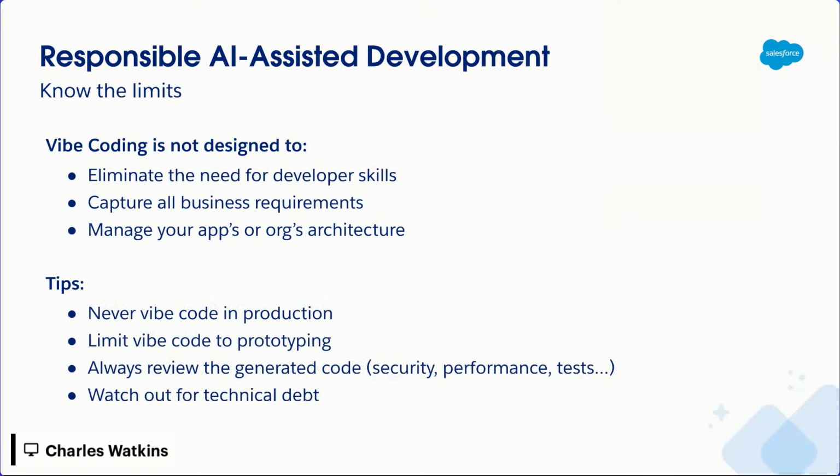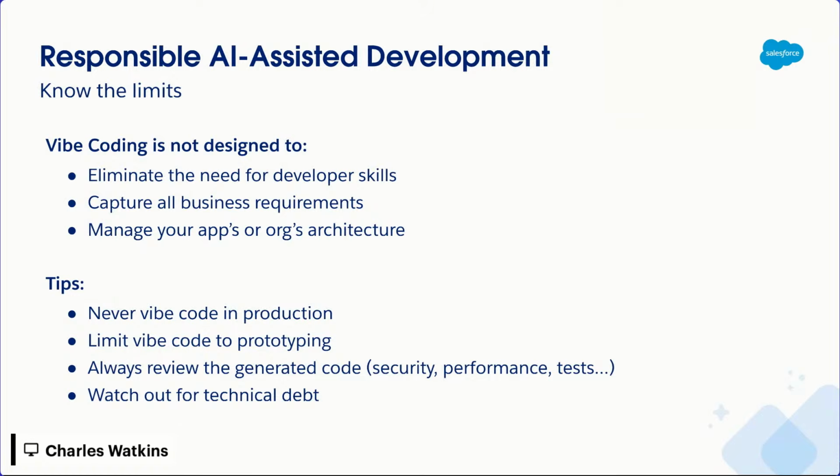So here are the things you want to make sure that you're doing. First, never vibe code in production. And in fact, I want to show you how to make it so that you can't really vibe code in production, or at the very least, you can't connect Agentforce Vibes to a production org. Limit your vibe coding to prototyping. So use it to make quick prototypes and then harden the code from there.